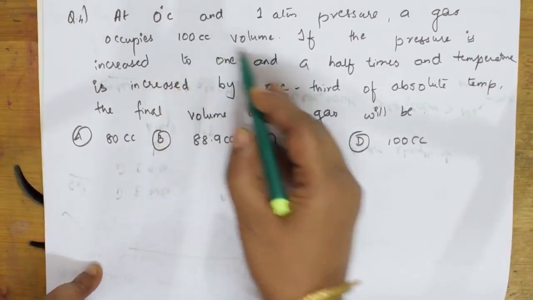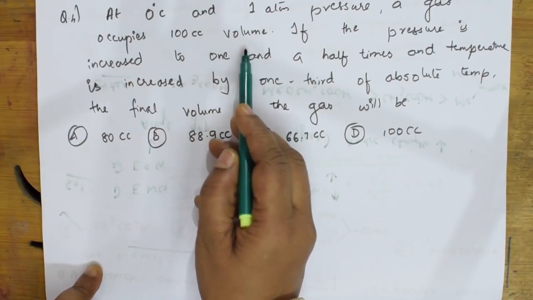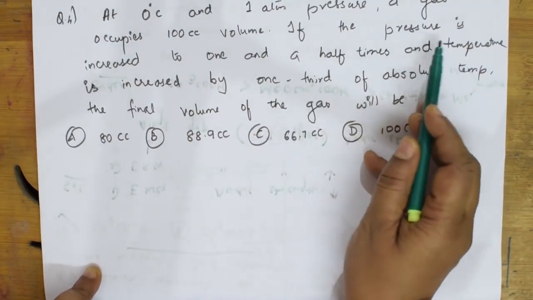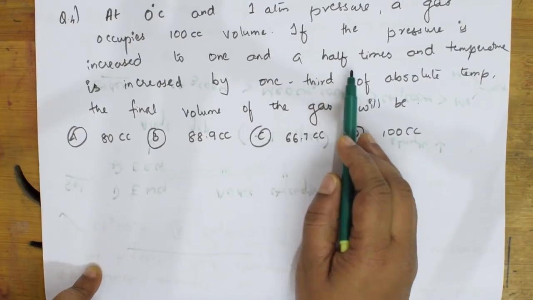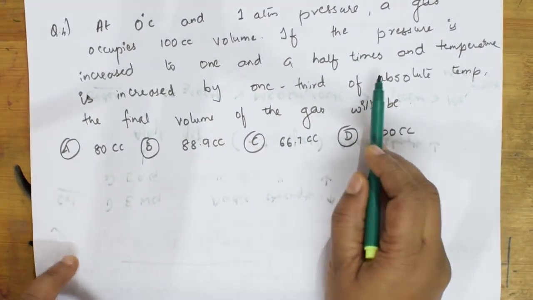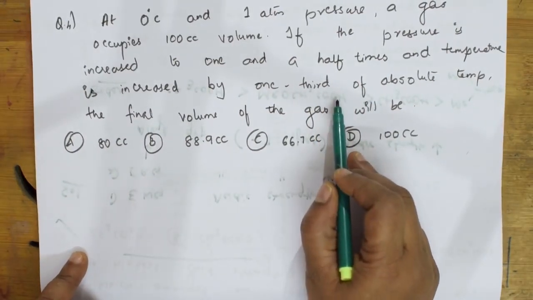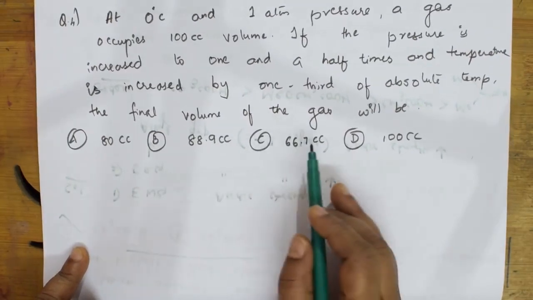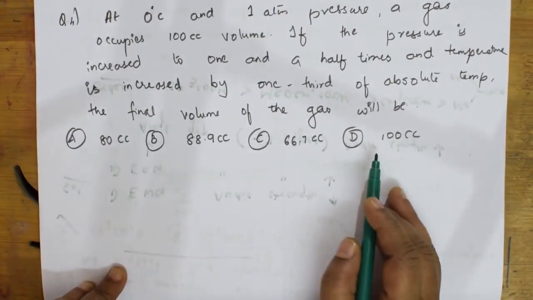At 0 degrees and 1 atmosphere pressure, a gas occupies 100 cc volume. If the pressure is increased to 1.5 times, and the temperature is increased by 1/3 of the absolute temperature, the final volume of the gas will be what? They've given us 4 options.